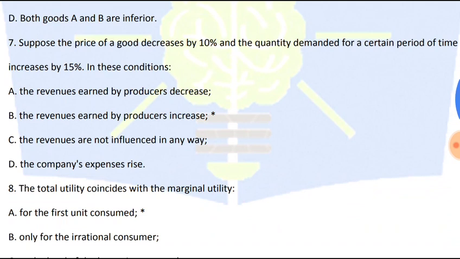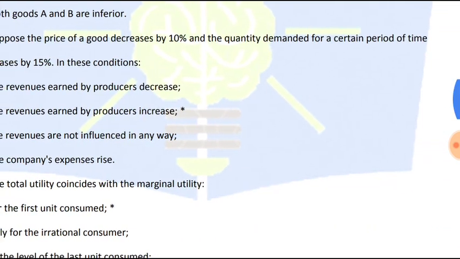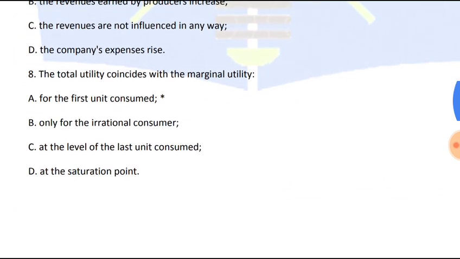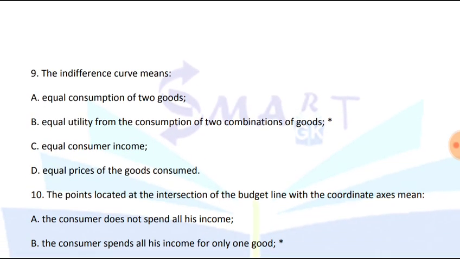The next question is, suppose the price of a good decreases by 10% and the quantity demanded for a certain period of time increases by 15%. In these conditions, the revenues earned by producers increase. The next question is, the total utility coincides with the marginal utility for the first unit consumed. The next question is, the indifference curve means equal utility from the consumption of two combinations of goods.